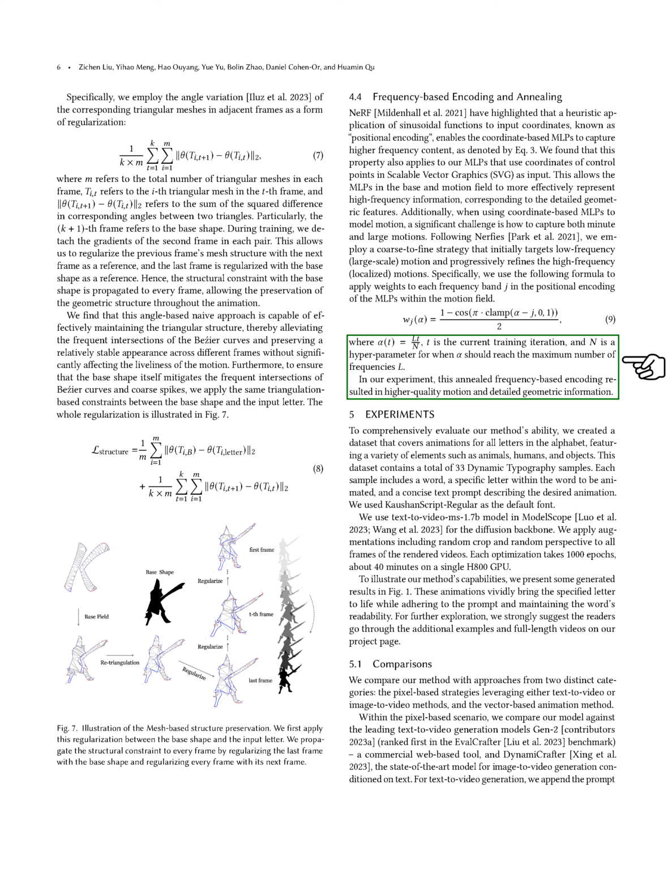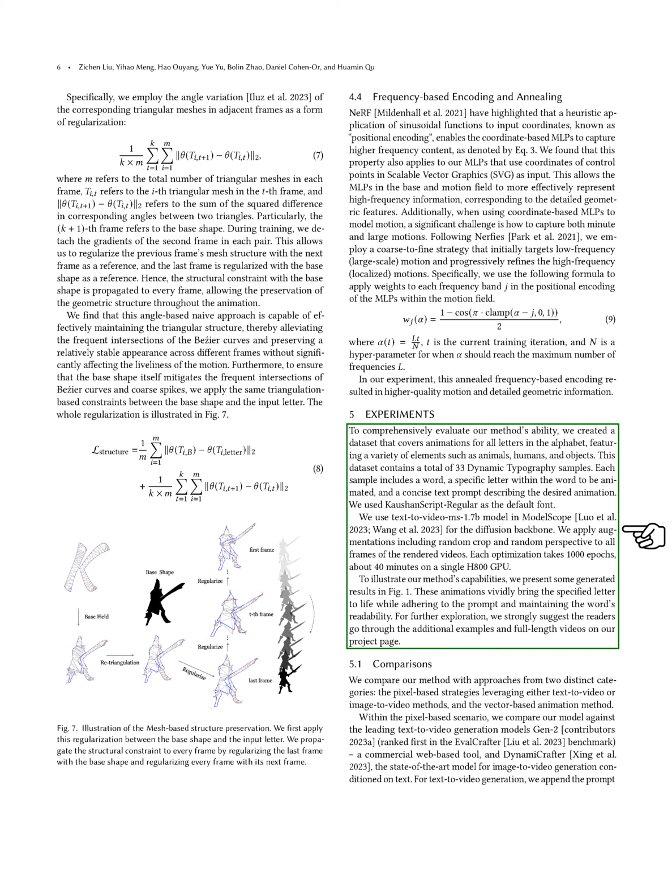Section: Experiments. In this section, we conducted experiments to evaluate our method thoroughly. We made a dataset covering all letters of the alphabet, including animals, humans, and objects, with a total of 33 dynamic typography samples. Each sample consists of a word, a specific letter to animate, and a brief text prompt. We used Caution Script Regular as the default font and the text-to-video MS 1.7b model in ModelScope for the diffusion backbone. Augmentations like random crop and random perspective were applied to all video frames.